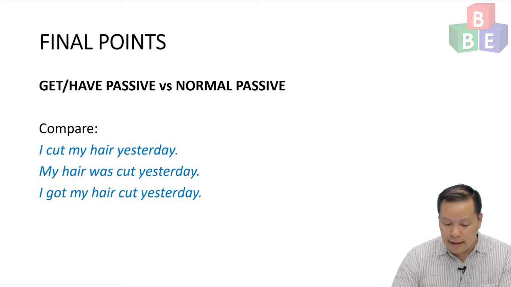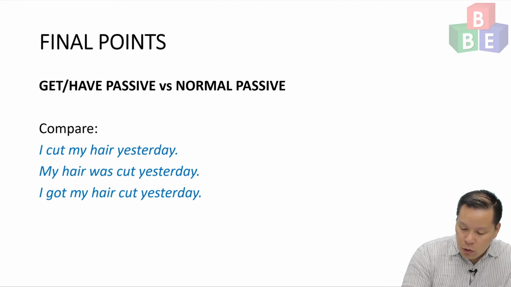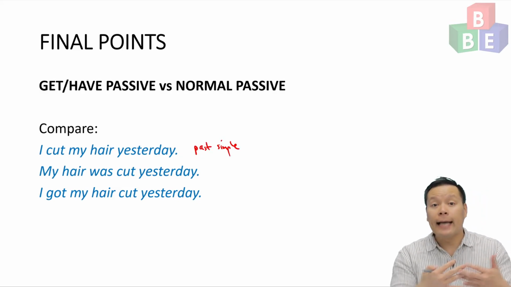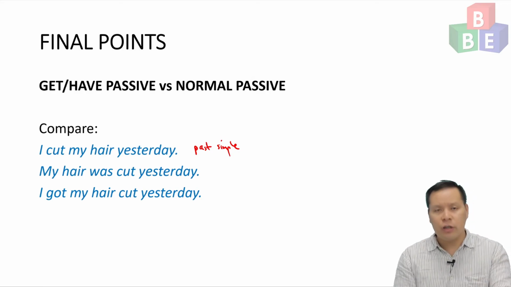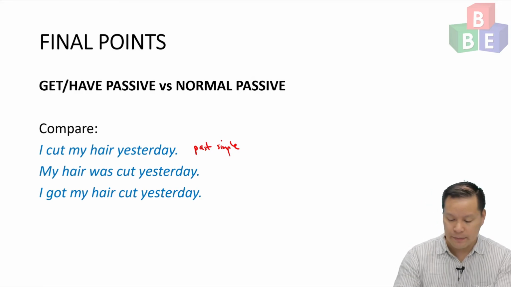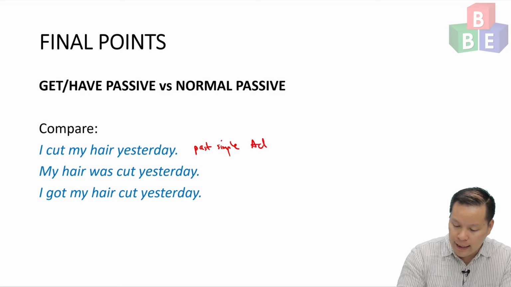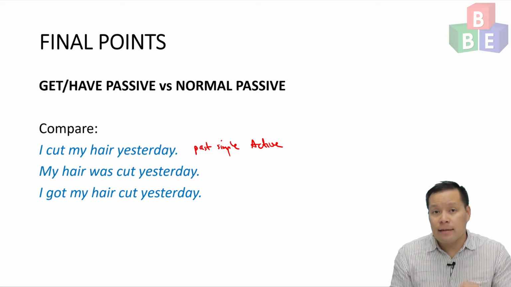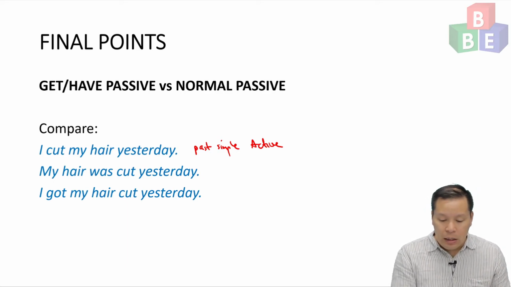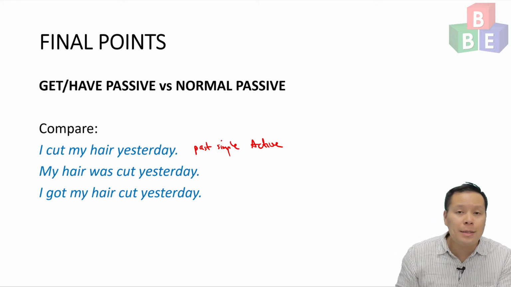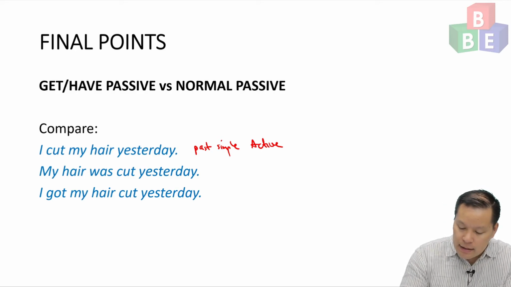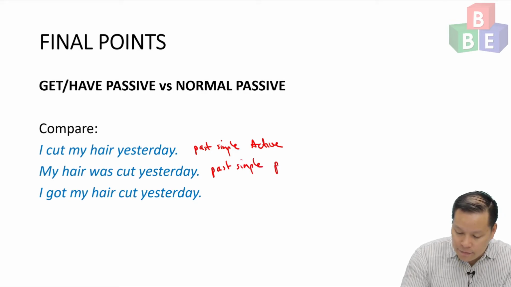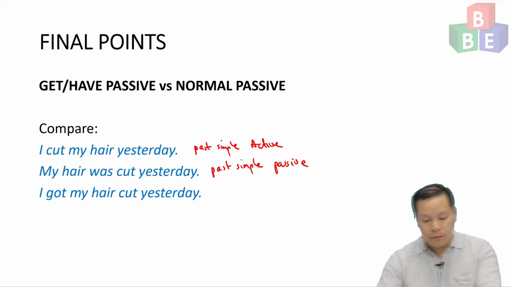I cut my hair yesterday. This is just a normal past simple sentence in the active. Okay, so the subject performs the verb cut. Okay, so past simple active. Now I have my two passive sentences using the same sentence. The first one here is, my hair was cut yesterday. So this is just a past simple, normal, passive voice sentence.